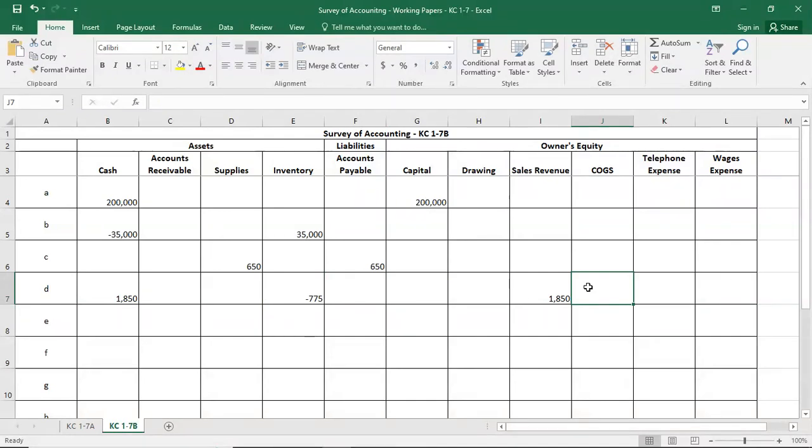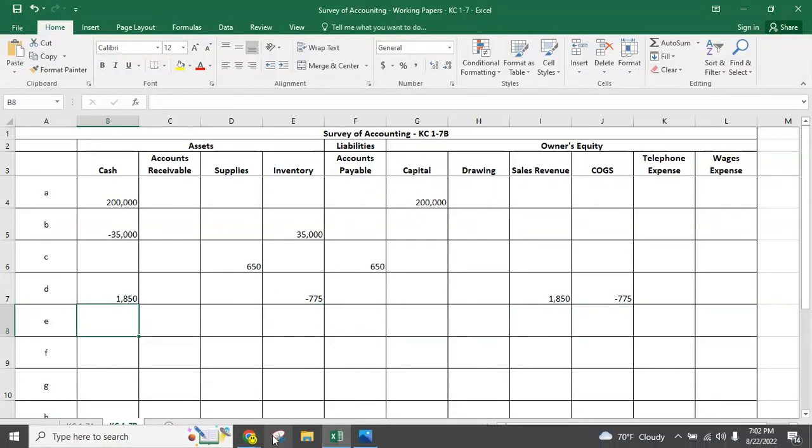Now, cost of goods sold is treated like an expense. Okay, so we're going to subtract our 775 from that account as well. Okay. So again, two different sides of this transaction. First, we received cash for our sales revenue, and we have sold $775 worth of merchandise. So we subtract it from inventory and our cost of goods sold.